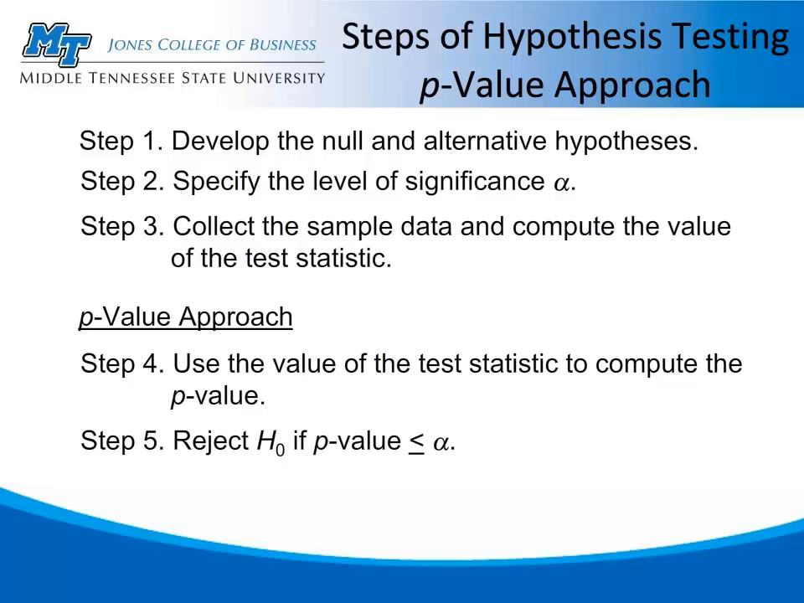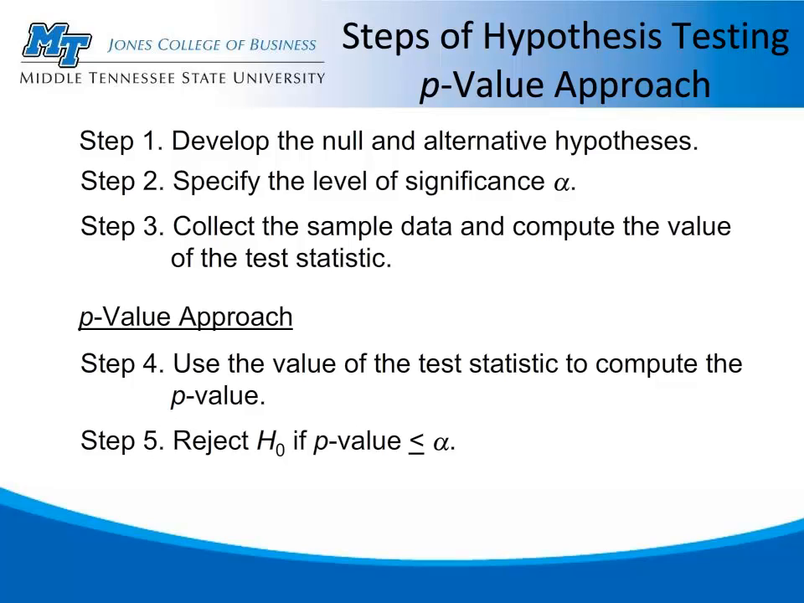Now whether you're doing the p-value approach or the critical value approach, you can do the first three steps. Figure out your null and your alternative. Figure out what that level of significance is. Gather your sample data, calculate whatever statistics you need, and then figure out the value of the test statistic. You get that computed value of the test statistic. You need that for both of them.